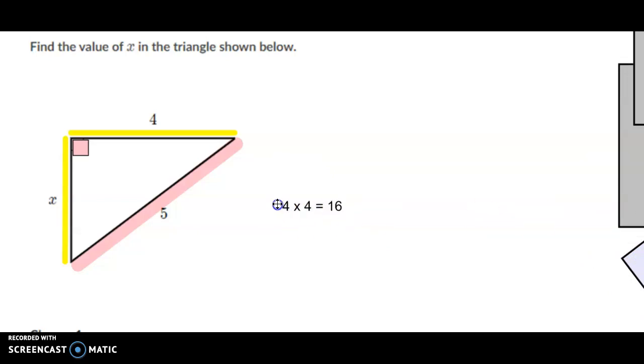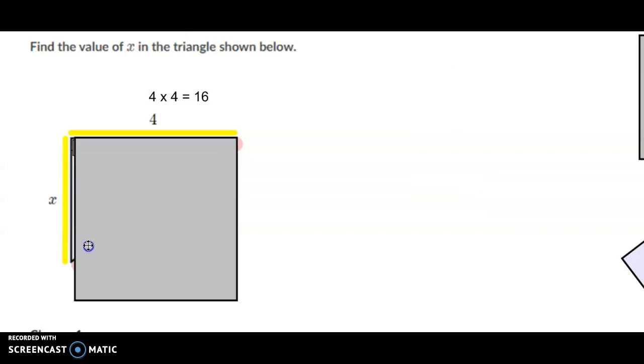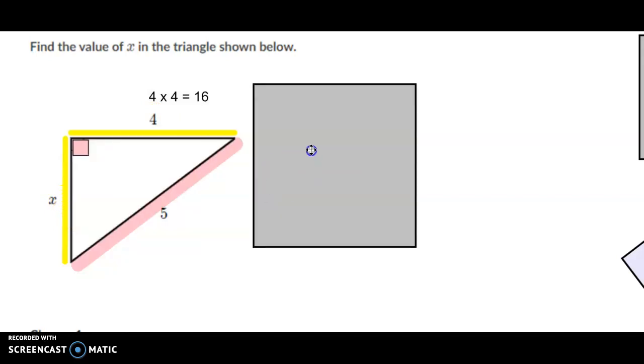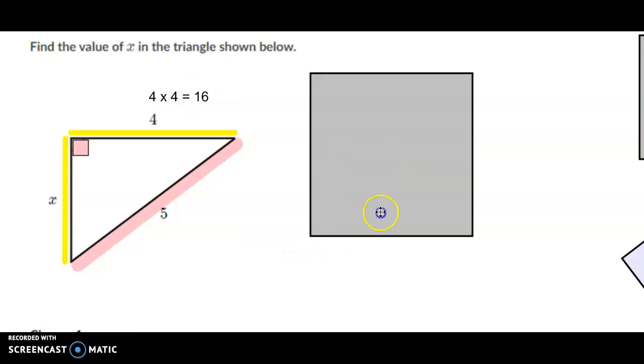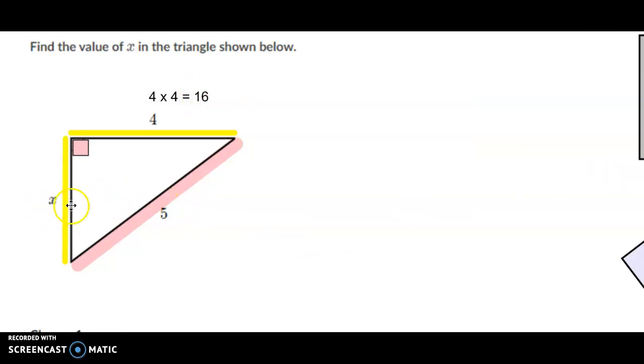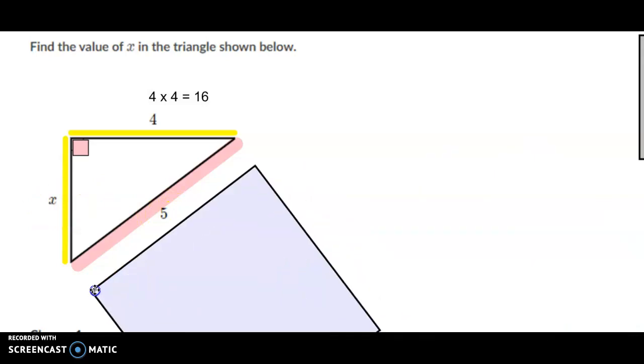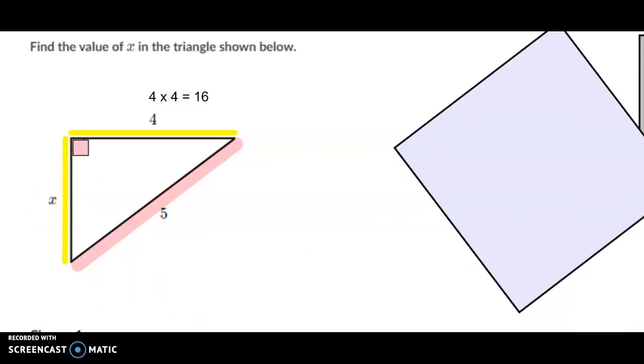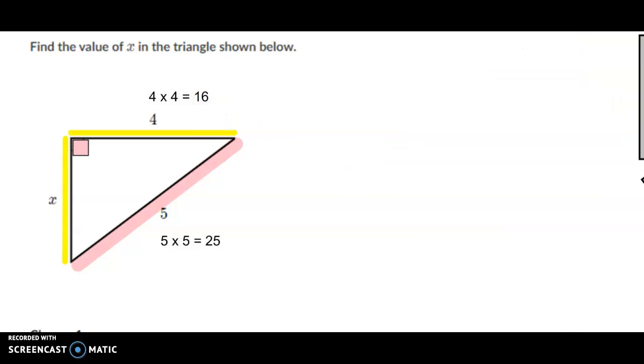So the first thing we're going to do is make up those areas. This square right here, the area is 4 times 4, which is 16. So that's the area of that square, and I'm going to just throw that up there. And I don't know this one, but I do know this one. And so here's that square, and it comes from 5 times 5, which is 25. So I now know the area of the square made here and the area of the square made here.